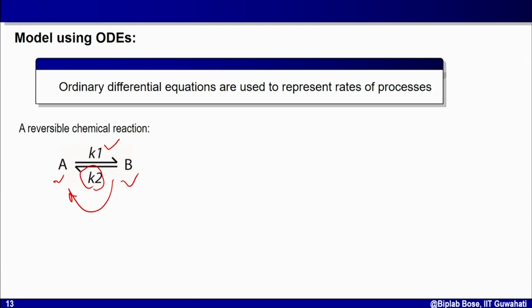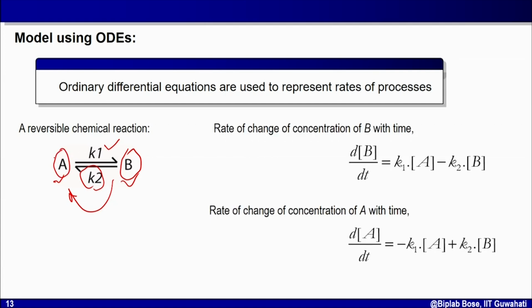When I say I want to model this reversible process, essentially I want to write a mathematical equation that will represent the rate of change of B and the rate of change of A. Let's see. The first ODE that I have written represents the rate of change of concentration of B with time. So how am I representing it with an ODE? I have written dB/dt.